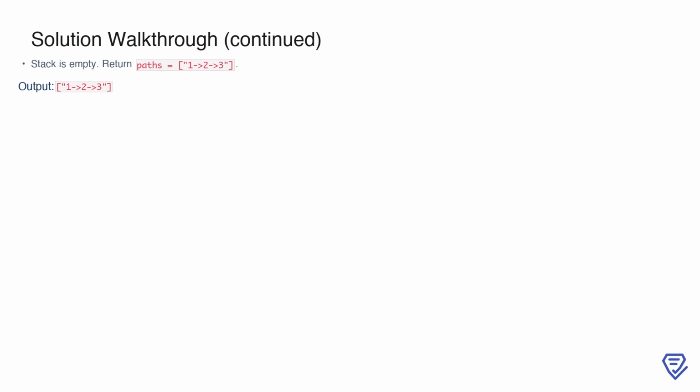With the stack empty, we know that all paths have been explored. The paths list contains just one entry, 1-2-3, which represents the sole root-to-leaf path in this tree. We return this list as the output, concluding our traversal for this example. This approach demonstrates how the algorithm handles trees with only left children, efficiently building the paths step by step.